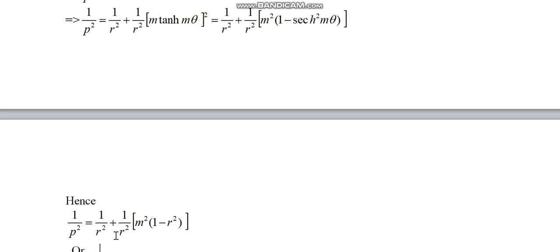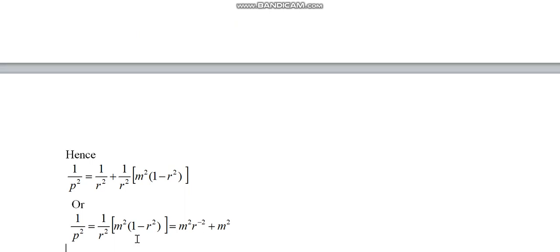And here again we can take 1 by r square common. So we can write 1 by p square is equal to 1 by r square into m square into 1 minus r square. Or in other words, we have 1 by p square is equal to m square by r square minus m square. So 1 by p square is equal to m square into r to the power minus 2, that is m square by r square. I have written it as m square into r to the power minus 2. Of course, it is minus m square, but it can be replaced by a constant.